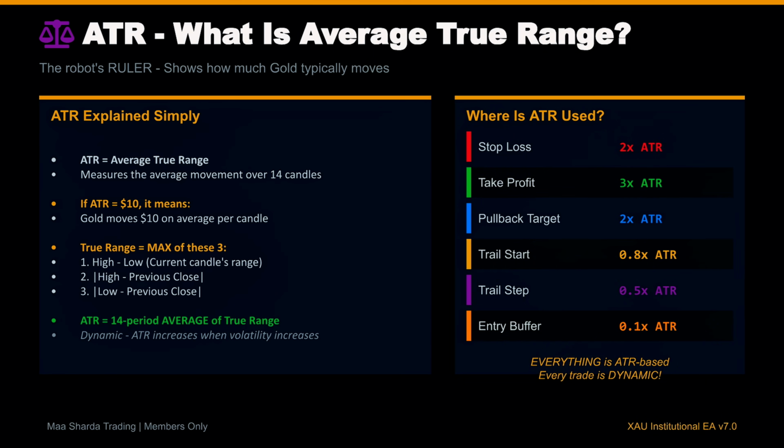The average true range, or ATR, is the robot's dynamic ruler, measuring gold's typical movement over 14 candles. It calculates the maximum of 3 ranges to determine true range. ATR is crucial for dynamic stop loss, take profit, trailing settings, and entry buffers. If ATR increases, volatility is rising.